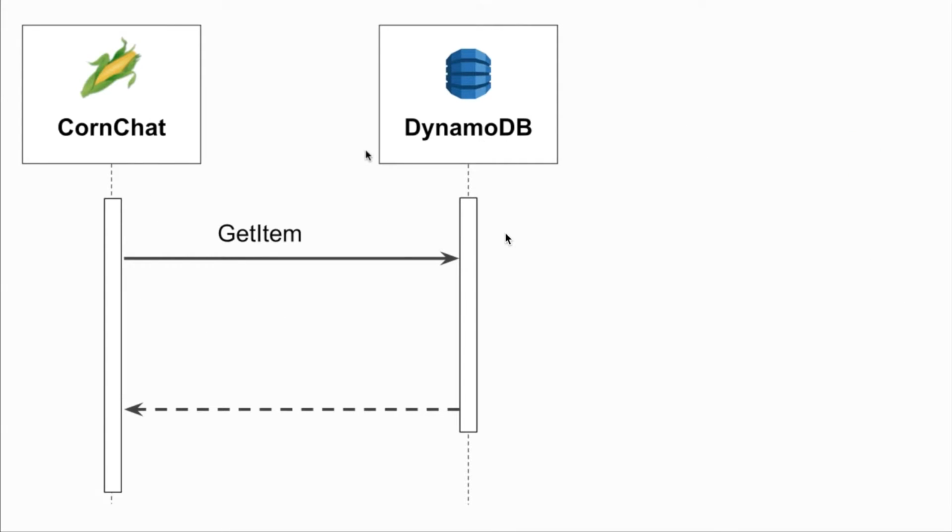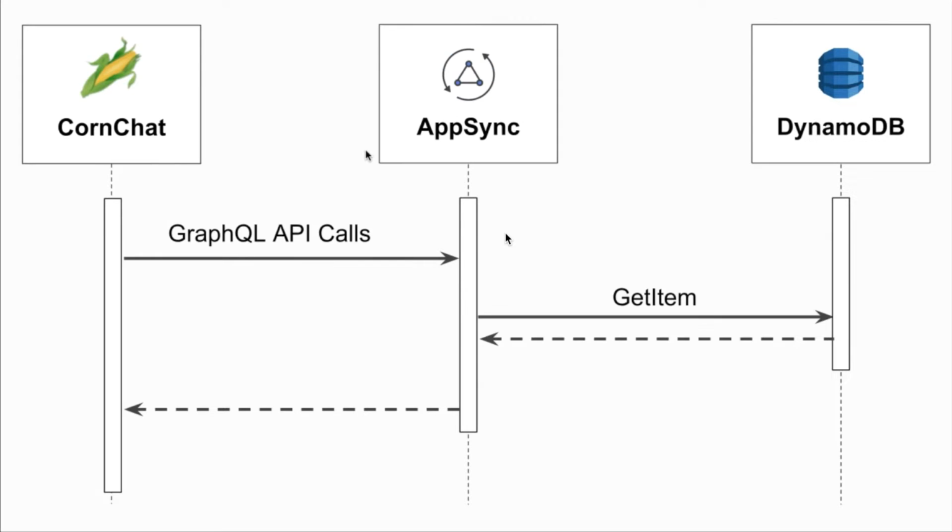Back to my original problem, where I had CoreChat directly talking to DynamoDB and fetching items right off the wire. Well, if I introduce AppSync in the middle, the picture looks more like this. CoreChat will issue GraphQL API calls against AppSync's managed server. And then AppSync will go and call DynamoDB on my behalf, fetch some items, and then return them back through CoreChat. So now this is great, because now my Cognito token that I was getting earlier doesn't need to grant me access to DynamoDB anymore.